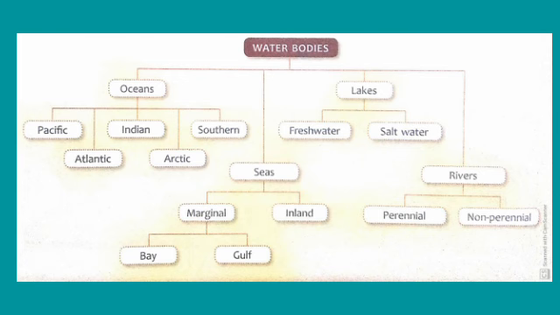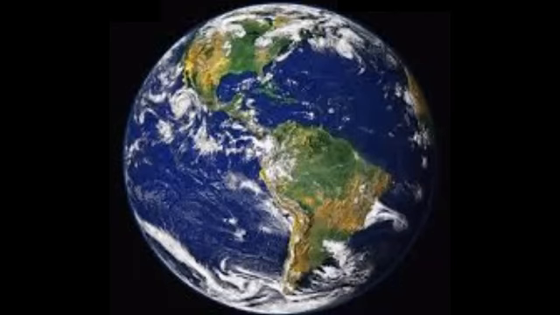Under marginal we are going to discuss about bays and gulfs. Under lakes we are going to discuss about freshwater and saltwater lakes. And under rivers we are going to learn about the perennial and non-perennial rivers. Come on children, let's get into our lesson, water bodies.